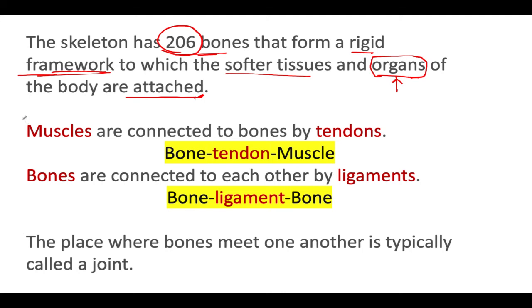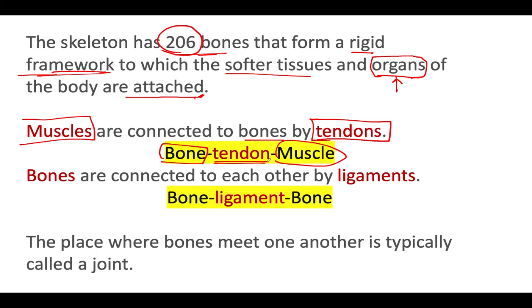And so here's an example. Muscles are connected to the bone by how? Tendons. So tendons are the connective tissue, and that's what happens. You have a bone here and you have muscle here. How are they connected? Through the tendons. And then bones are connected to each other by ligaments.